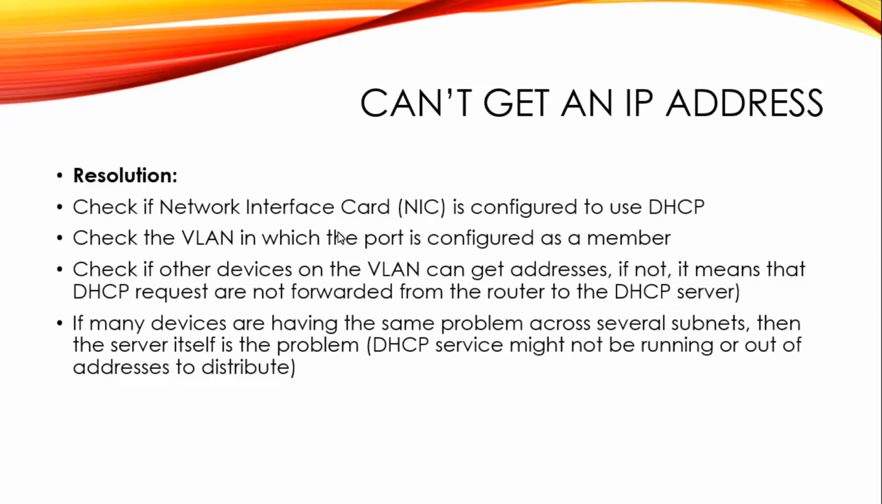We need to check if the network interface card, or the NIC, is configured to use DHCP. We need to check the VLAN in which the port is configured as a member, and we need to check if other devices on the VLAN can get addresses. If not, that will mean that the DHCP request is not forwarded from the router to the DHCP server.